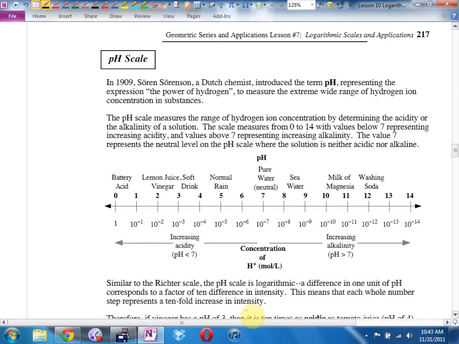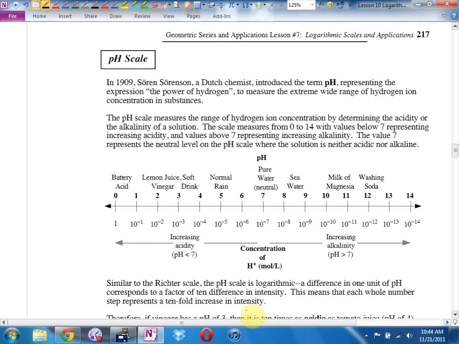In 1909, Soren Sorensen, if he had a kid, would he be Soren Sorensen's son? Get a boy? No. Okay. Anyways, a Dutch chemist introduced the term pH, representing the expression the power of hydrogen, to measure the extreme wide range of hydrogen ion concentration in substances. I have no idea what that sentence means. I don't care.